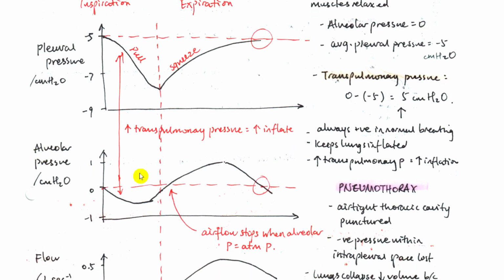And the alveolar pressure, this will decrease as we inspire because again, it's sucking air in because it's under the influence of the pleural pressure. As the thoracic cavity expands, the alveoli suck air in from the atmosphere. And then when we expire, the alveolar pressure increases because obviously we're pushing the air out.